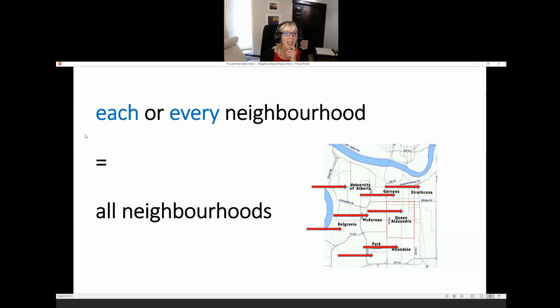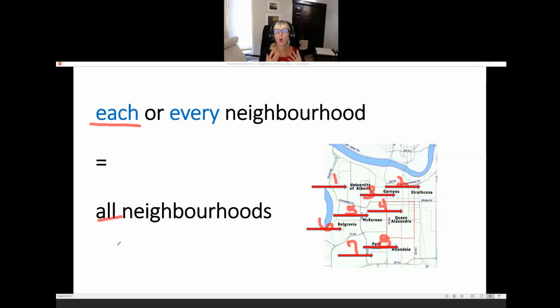When I say each or every, what I mean is all 8 neighborhoods. All neighborhoods. This one, this one, this one, this one, this one, this one, this one, and that one, okay? All the neighborhoods. The words each and every mean all.